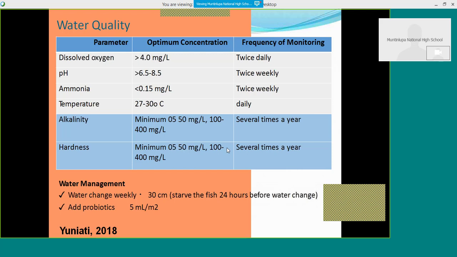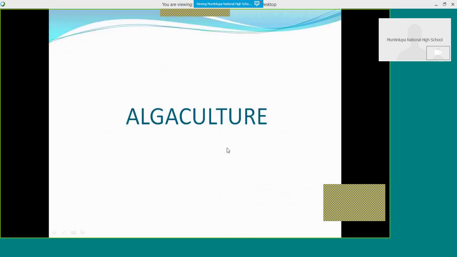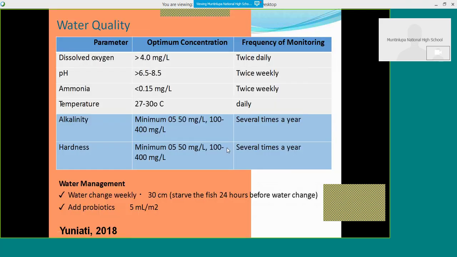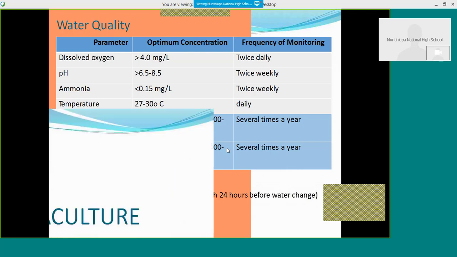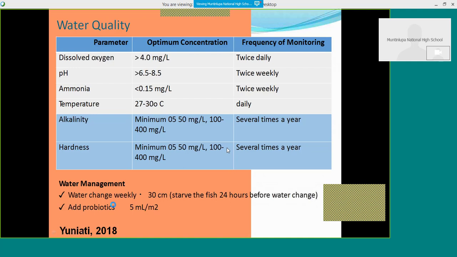The alkalinity of the water should have a minimum of 50 milligrams per liter, up to 100 to 400 milligrams per liter, and should be monitored several times a year. Same with the hardness, that should be monitored several times a year. For the water management, water change should be weekly and you should starve the fish 24 hours before the water change. And add probiotics.